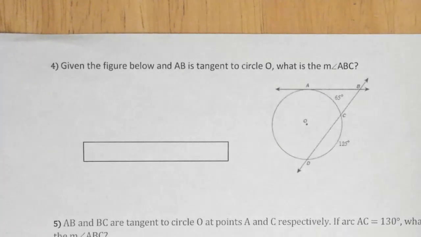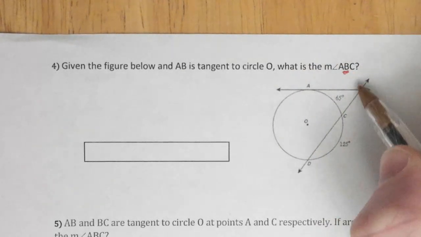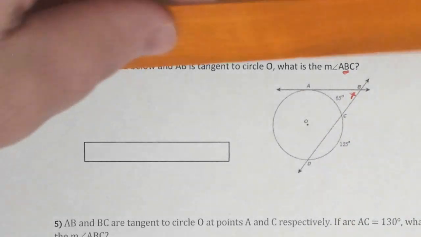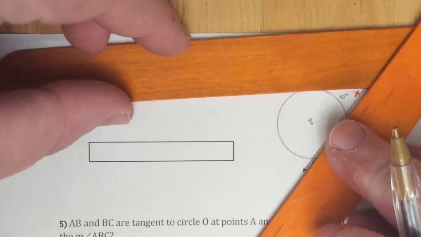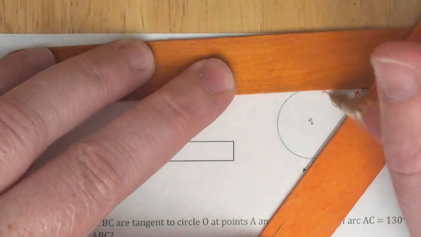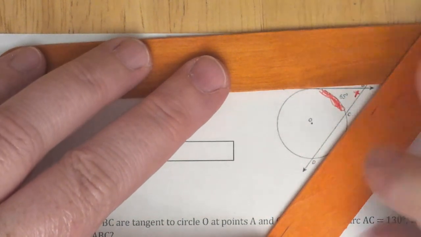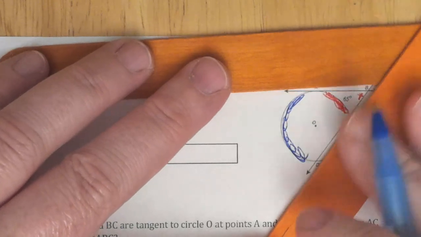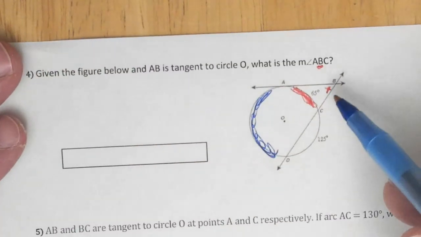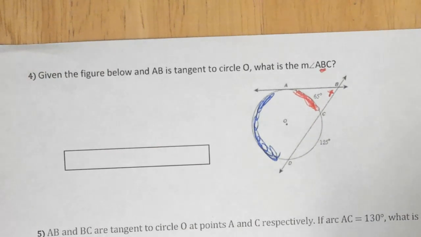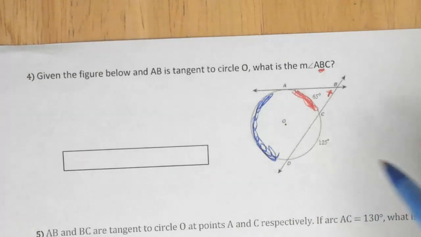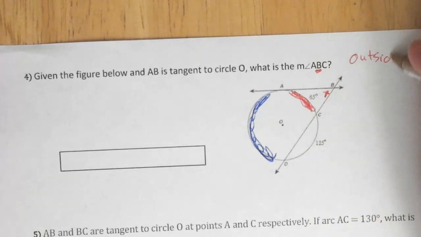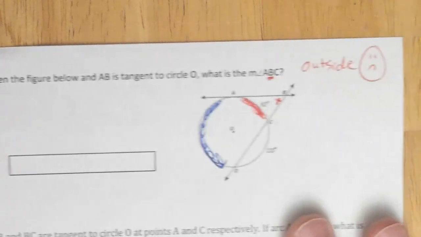All right, so number 4, they want us to find angle B. So they want us to find this. So let's call that X. Now, what we really care about is what projected that. So here we go. This projected this arc. So I'll make that red. And it projected this arc. I'll make that blue. So now, is the angle on the inside, outside, the center, or on the edge? So this is outside. Because it's outside, we're sad. We're super sad.